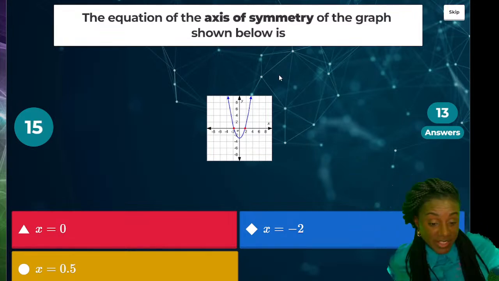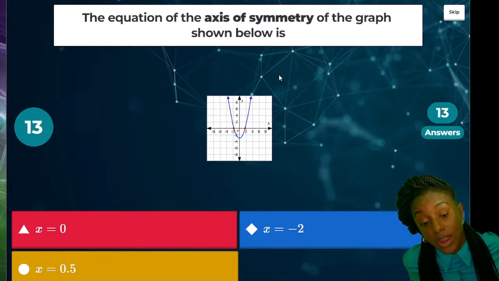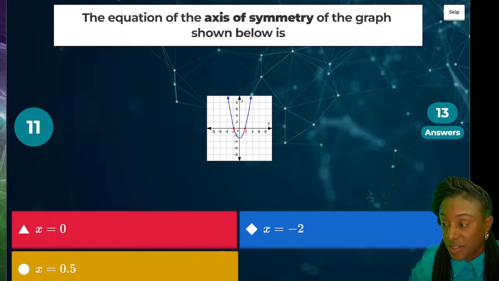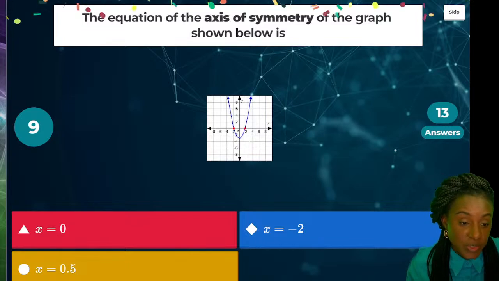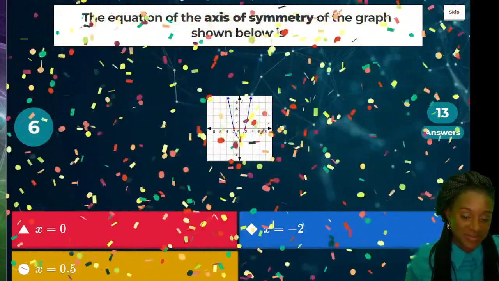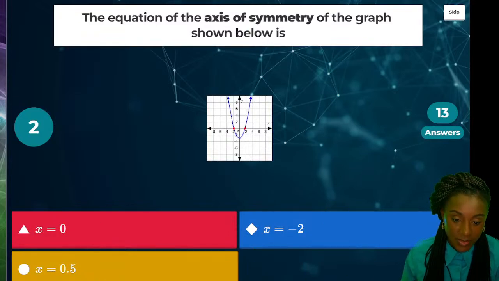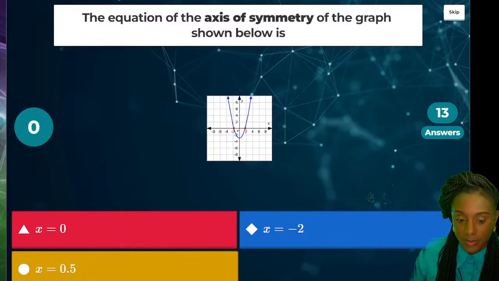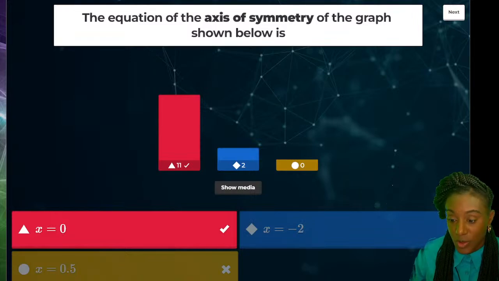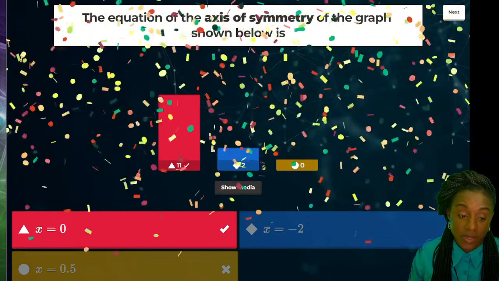Okay, I just get a feeling that more than 90% of you are going to get this correct. I'm even giving you all some confetti to motivate you all. Okay, so you see, more than 90%, 11 out of 13.